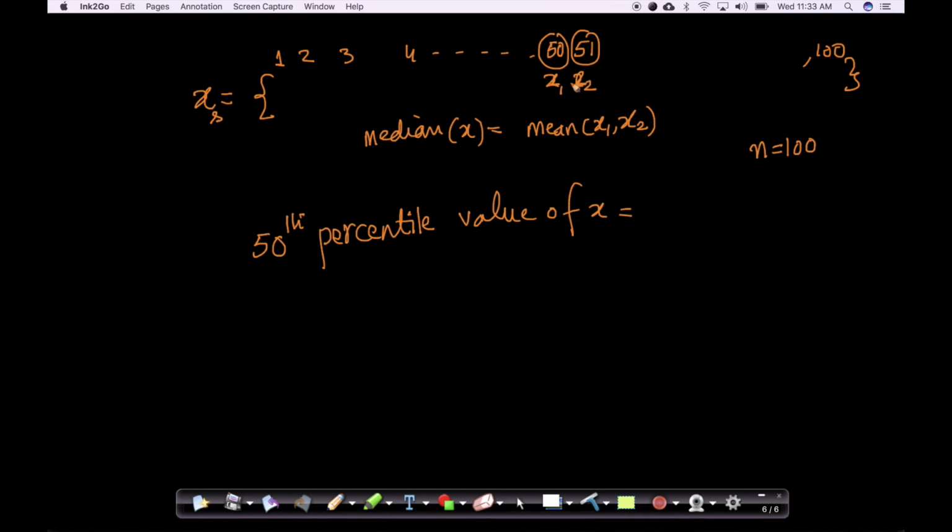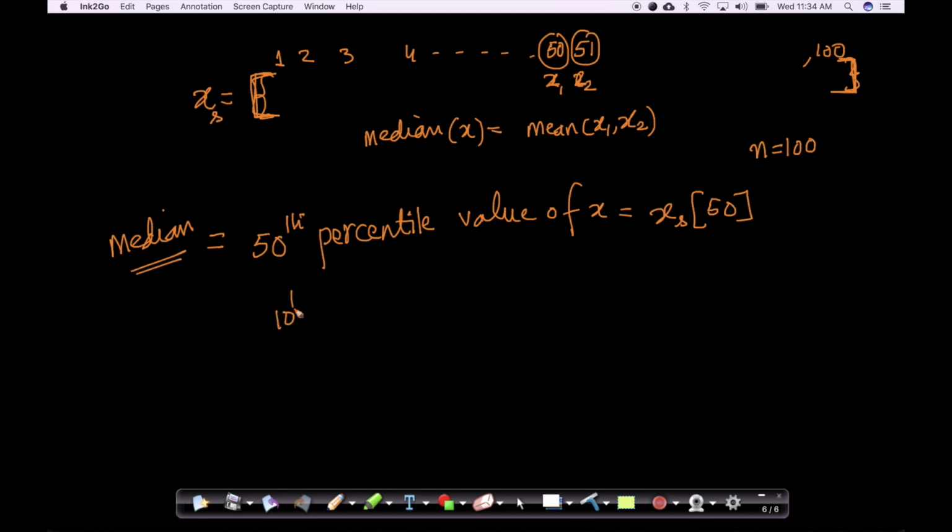So let's assume this array is X itself. Let's assume this is an array, not a set. And these are the indices. So the value of XS corresponding to the 50th position, whatever the value is, this value could be any value depending on what this array is. That is the 50th percentile value, and the 50th percentile value is nothing but your median. If you think about it, your 50th percentile value is nothing but your median.